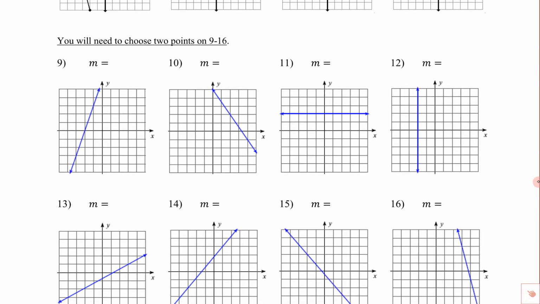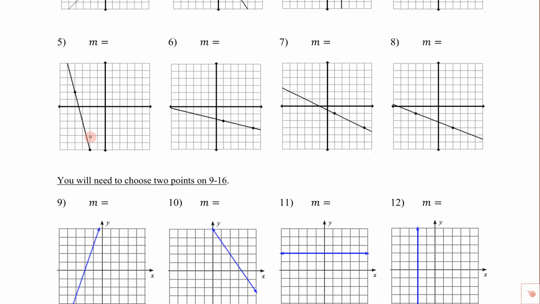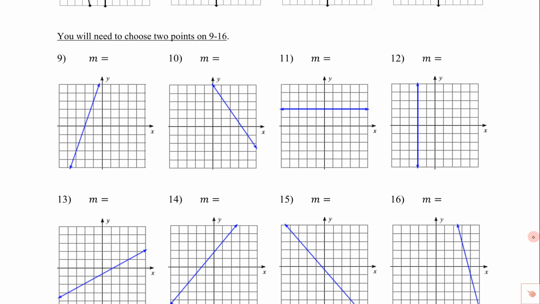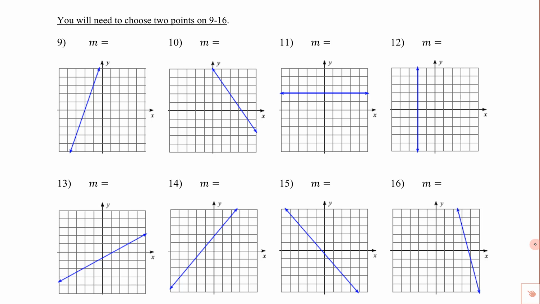Now, on the previous set of graphs, you'll notice that they gave you points. On number 9 through 16, there's a line, but there are no points on there. So we're going to choose what I like to call convenient points. Convenient points, let me give you an example.